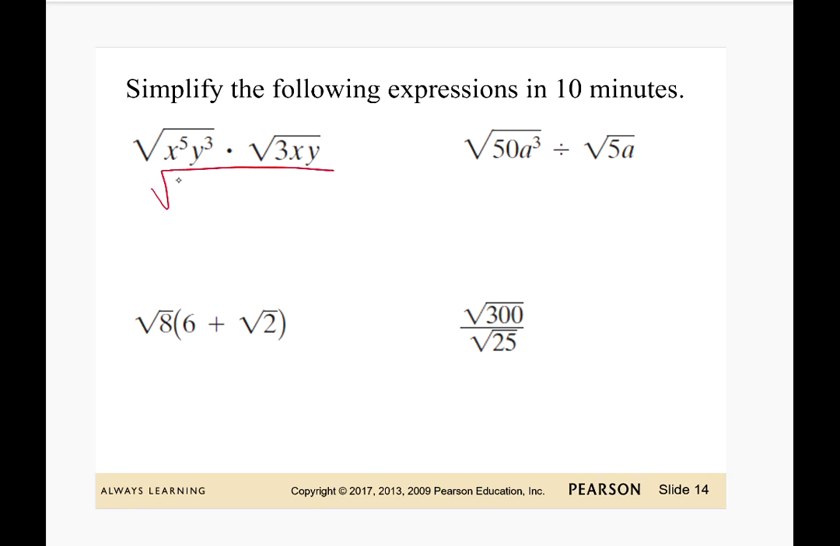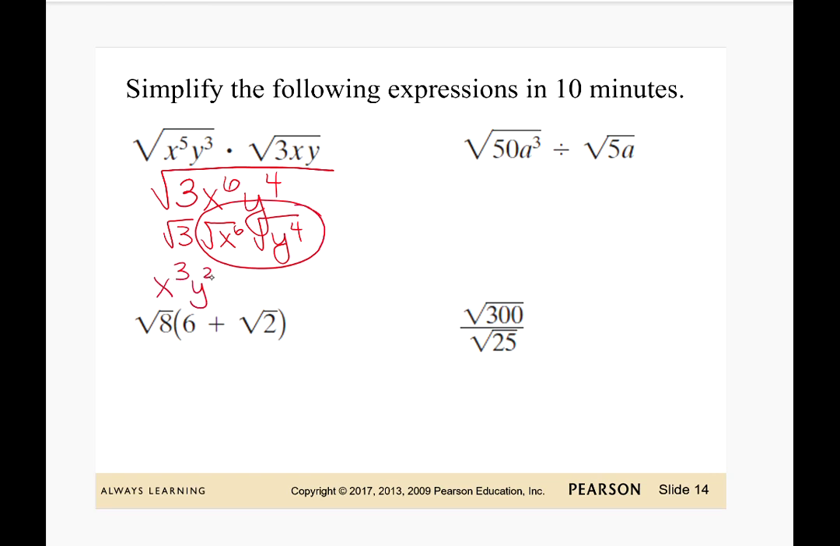All right, so if I multiply my radicands, I get 3x to the 6th, y to the 4th. Right, square root of 3, nothing I can do with that. X to the 6th is a perfect square, as is y to the 4th. So both of these are perfect squares. So they're going to go in front, x cubed, y squared, and then your root 3 is going to go on the end. So there is your first problem.